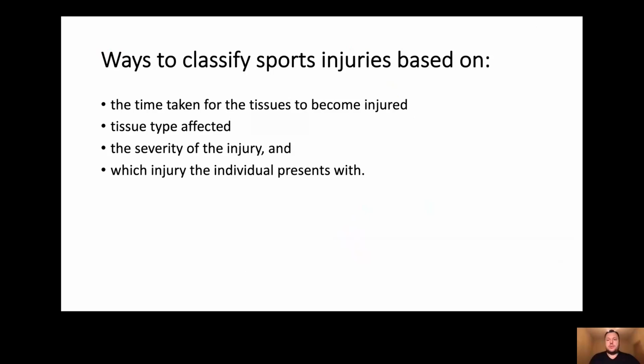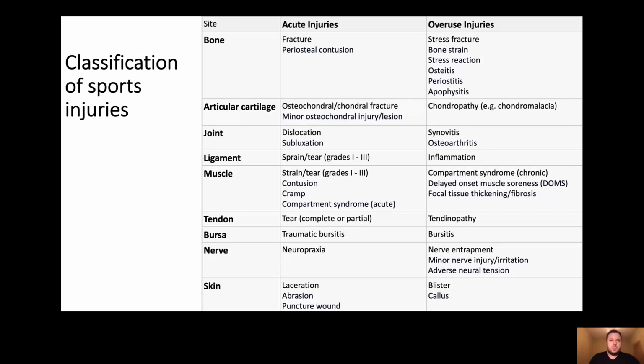So ways to classify sports injuries can be based on different situations: the time taken for the tissues to become injured, tissue type affected, the severity of the injury, and which injury the individual presents with. So classification of the sports injuries is presented in this table. I don't want to get into medical details explaining all the words, but talking generally, we can classify injuries into acute injuries and overuse injuries, and the site of the body, which body parts are affected by the injury.